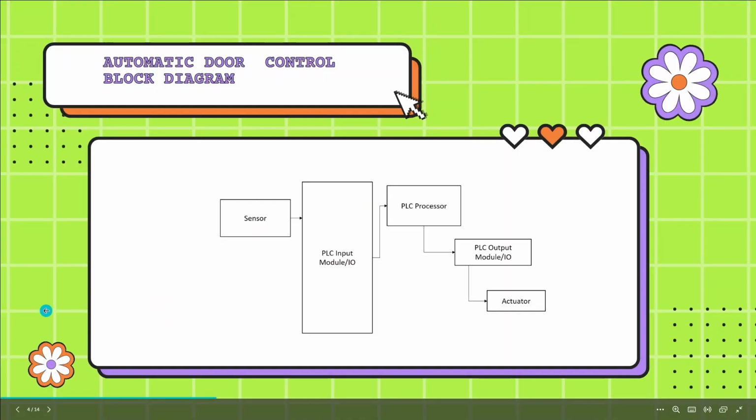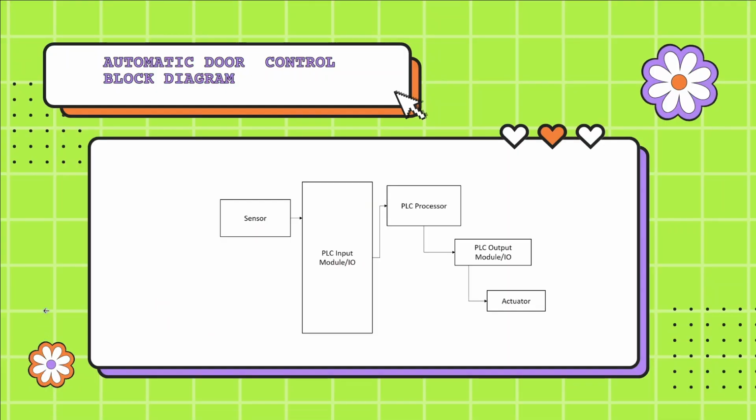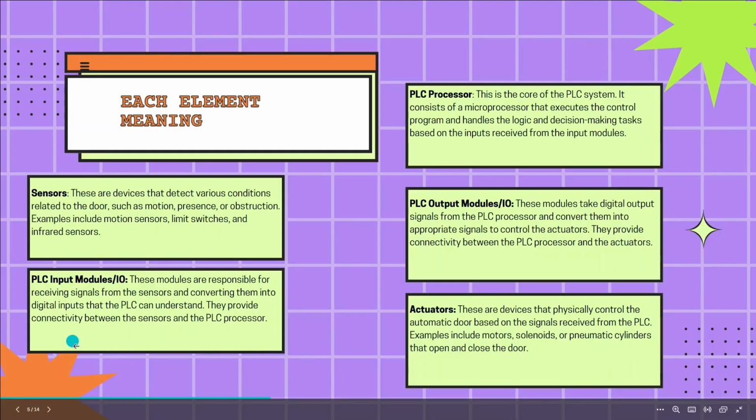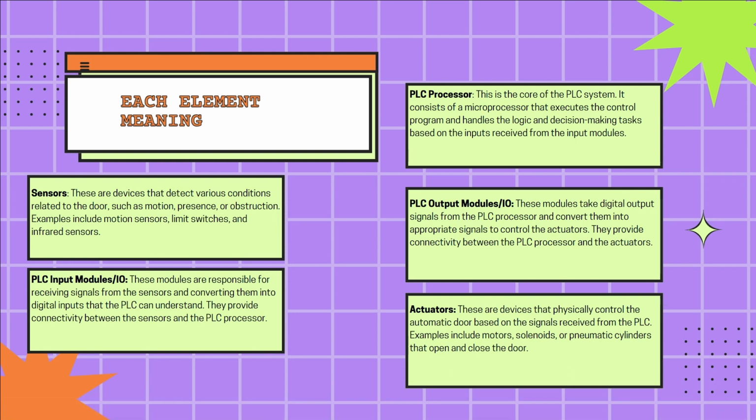So for our automatic door control block diagram, we have it here. And I'll be explaining each element from the control block diagram. First, we have the sensors. These are the devices that detect various conditions related to the door, such as motion, presence, or obstructions. Examples include motion sensors, limit switches, and infrared sensors.